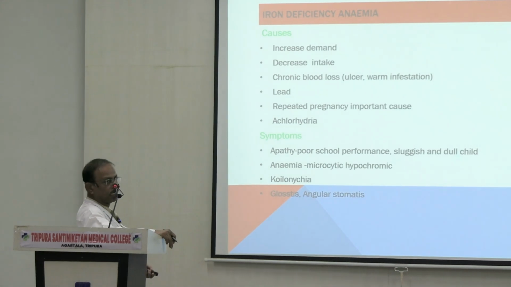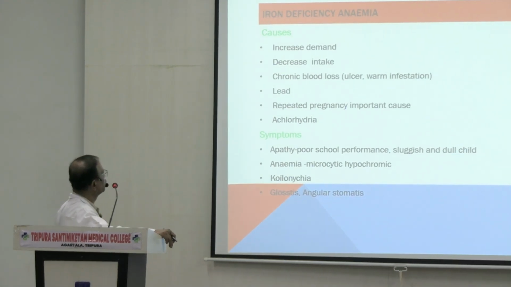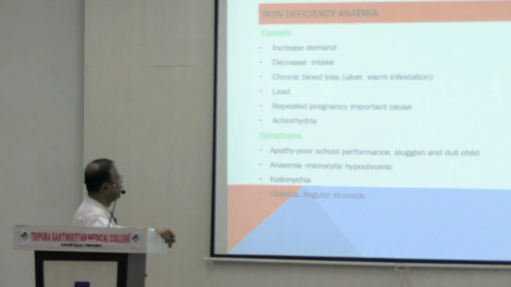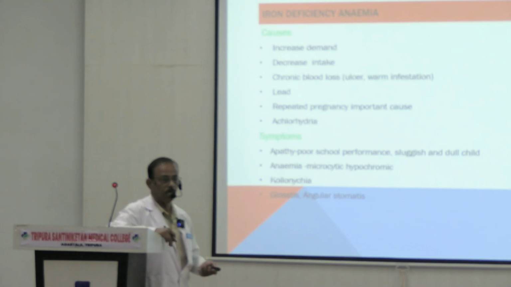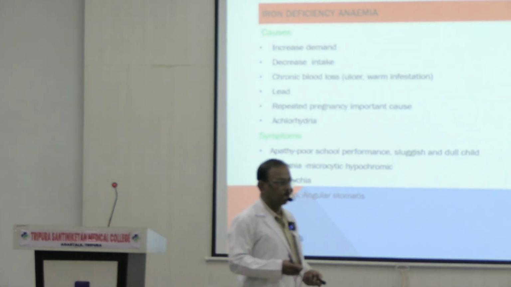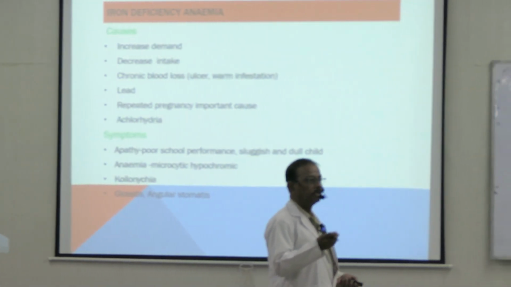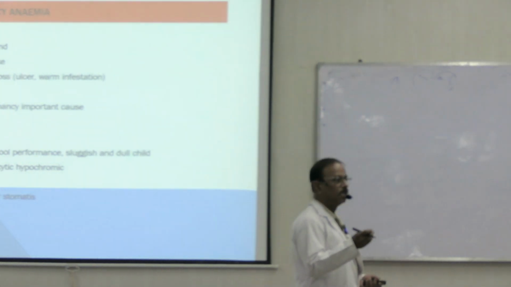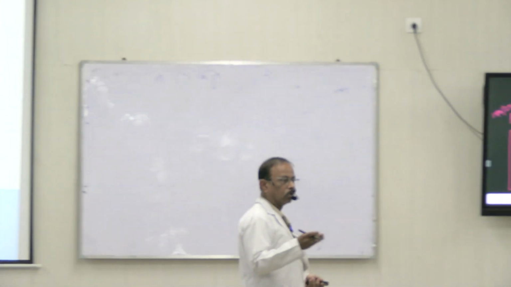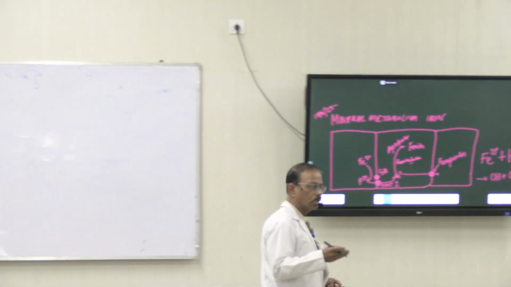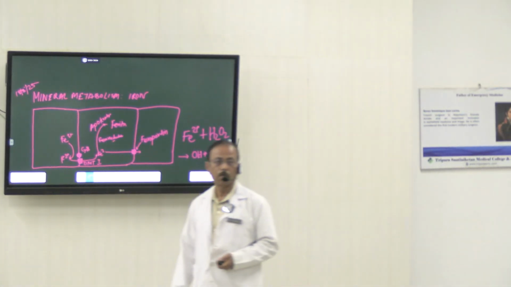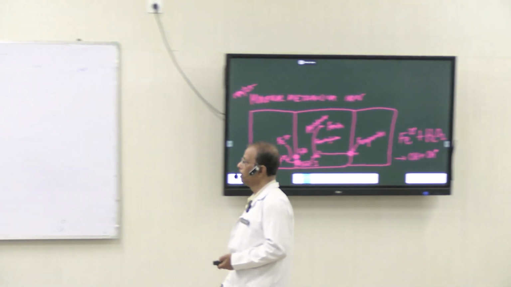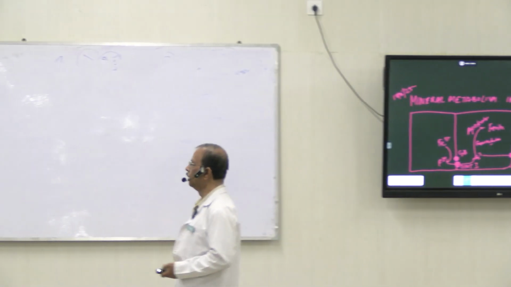Iron deficiency anemia. Causes of iron deficiency anemia are increased demand, decreased intake, and chronic blood loss. If somebody is having, say, piles, there is continuous bleeding in the stool, so there will be chronic loss of blood and there will be depletion of total body iron content. Okay, so he will have anemia.